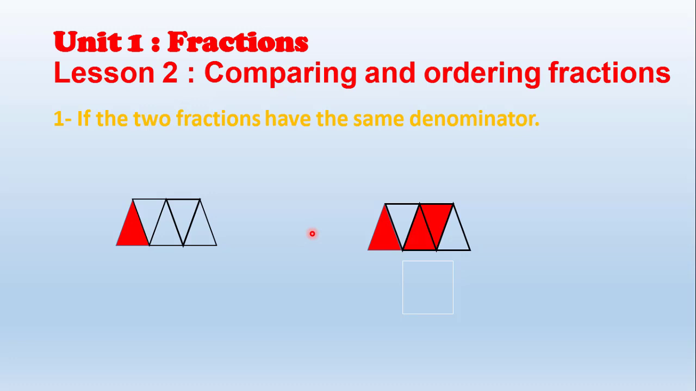Okay, look at here. We have two fractions. First one here is 1 over 5. 1 colored triangle over 1, 2, 3, 4, 5. Second fraction, 3 over 5. Okay, so here we have the same denominator or the same bottom number. I want to compare between the two fractions. By looking here, the red part here is greater. So 1 over 5 is less than 3 over 5.